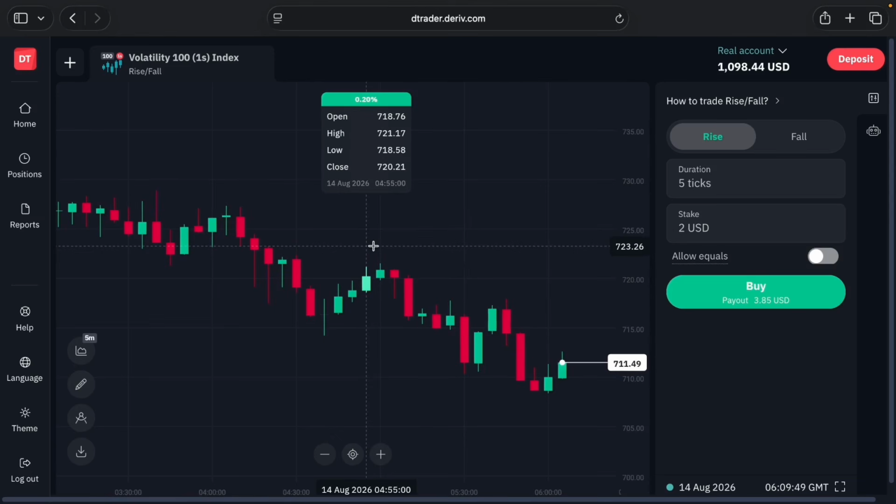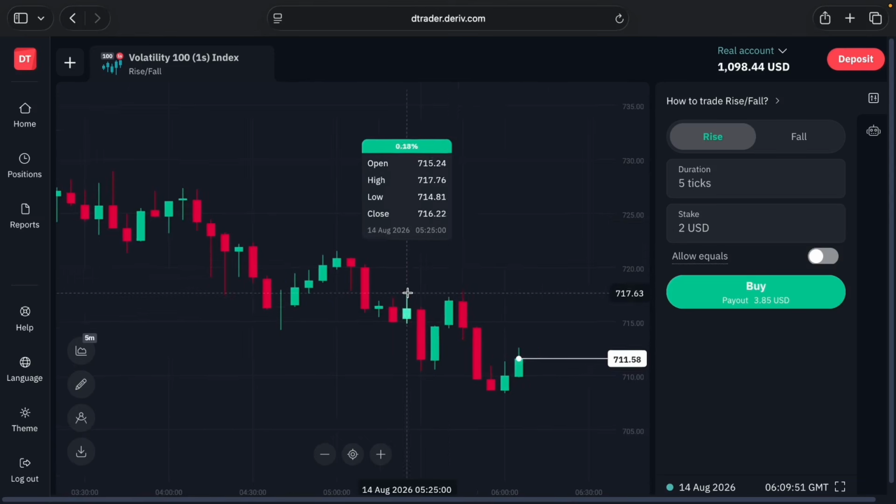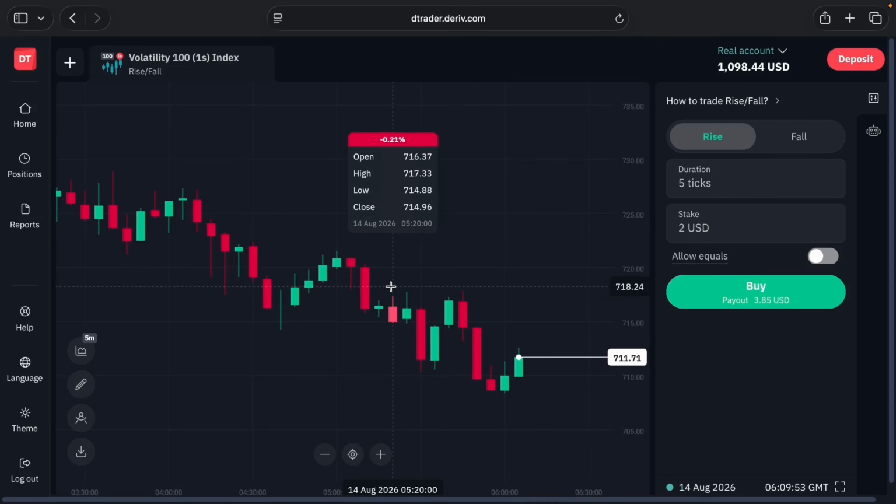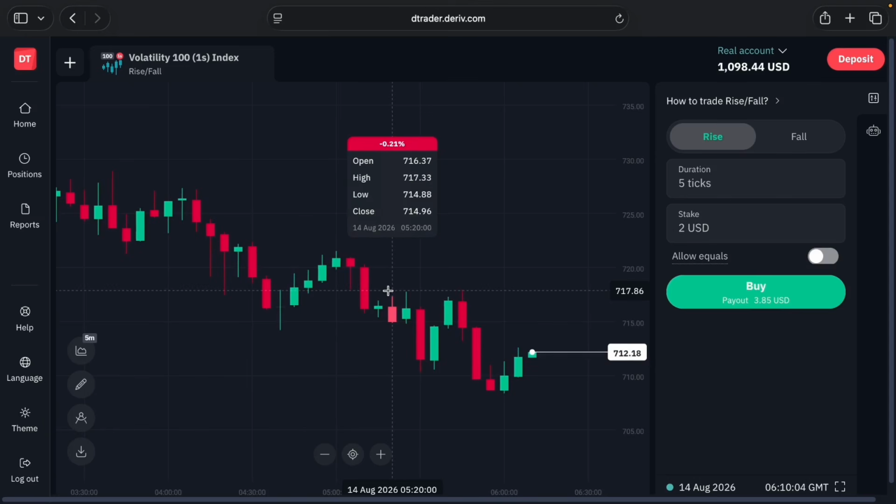For example, you might see, like right now, the market is moving upward. But if the price is approaching a strong resistance area, entering rise immediately may not be the best decision. Or we might see the market falling, but it could already be approaching support. So you need to understand what is happening around your entry.